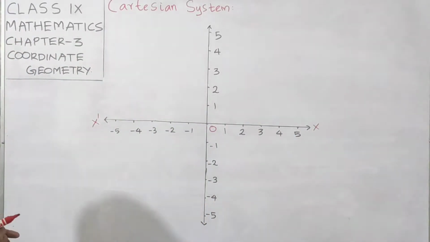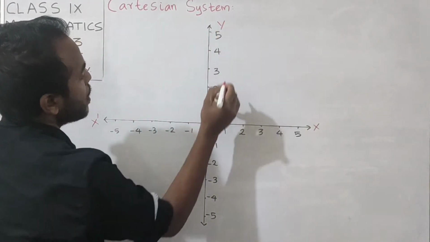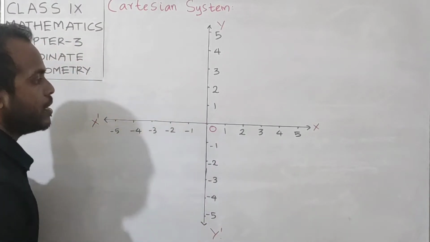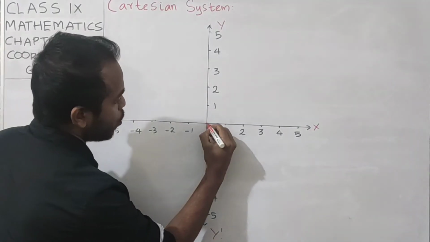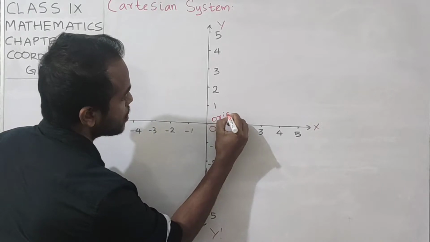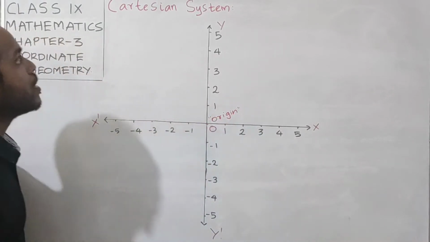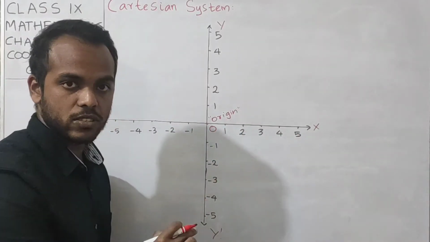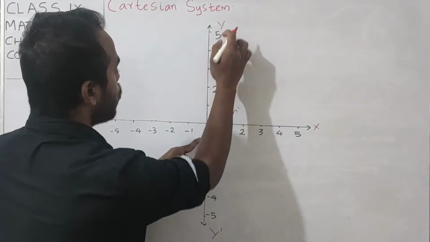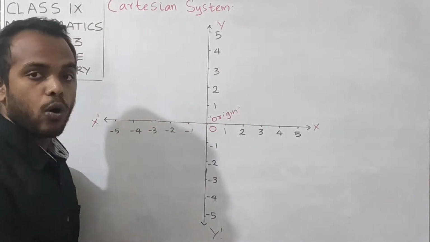In the same way, we can name the other number line YOY dash. Now let's see the characteristics of a Cartesian system. First, we need to learn that this point is called the origin of the Cartesian system. The next point is the directions: from O, four directions are occurring, OX, OY, OX dash, OY dash.